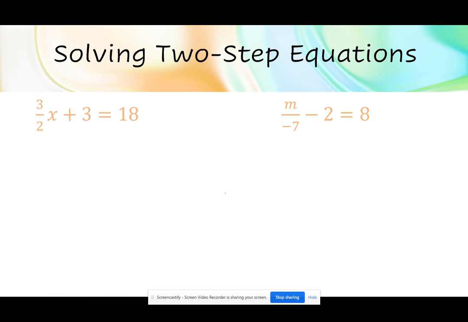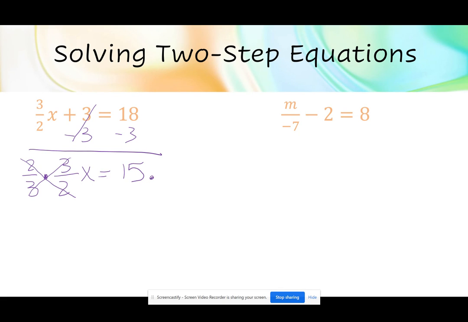Now some examples that have fractions. Again, you first just get rid of all addition and subtraction. So we're going to subtract 3. They go away. So 3 over 2x equals 18 minus 3 is 15. And now this is one with a fraction where we multiply by the reciprocal. So we're going to multiply by 2 over 3 because that will cancel those out. To multiply 15 times 2 over 3, put it over 1. So we get 15 times 2 is 30 over 3. So x equals 30 divided by 3, which is 10.